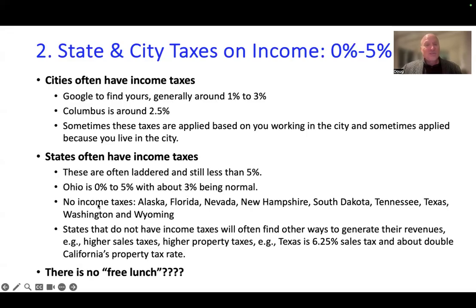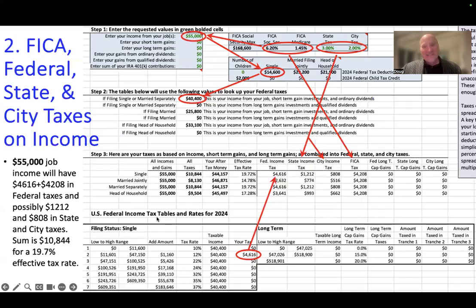But there are states that don't have an income tax. Yay, let's all go live there. Well, they find other ways to make their money. For example, there are property taxes and so on that are higher. Texas is a popular one to go to because they don't have an income tax, but their property taxes, and in particular their sales tax, is higher. So this becomes challenging. I actually don't think there's that so-called free lunch that comes from living in one of these 9 states that don't have a state income tax. In other words, they'll find a way to tax you.